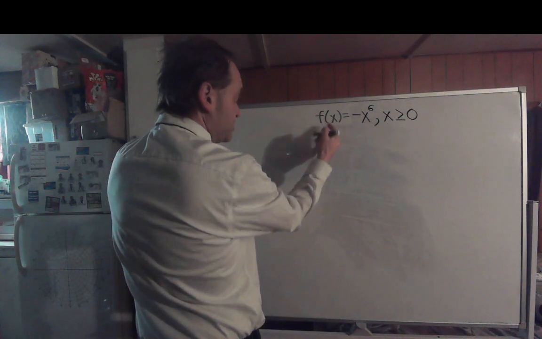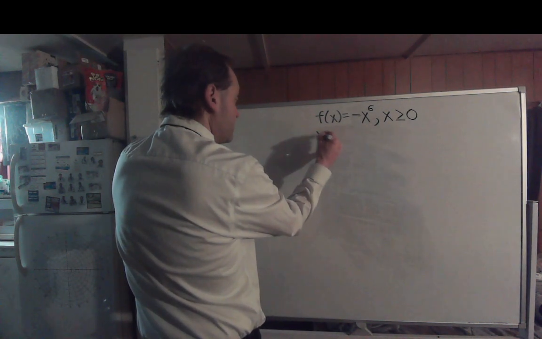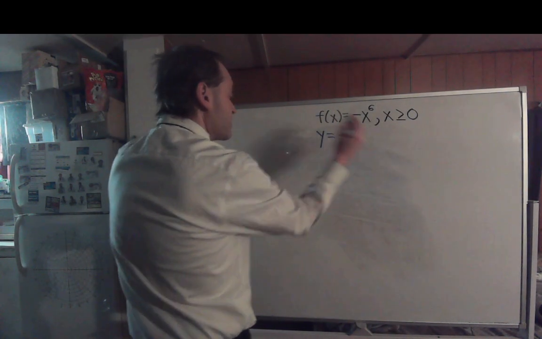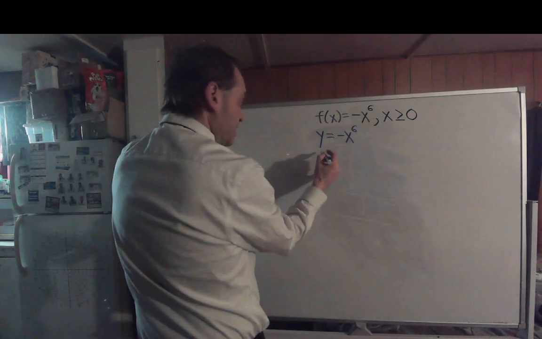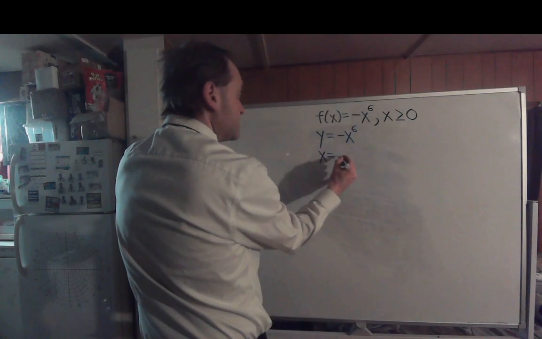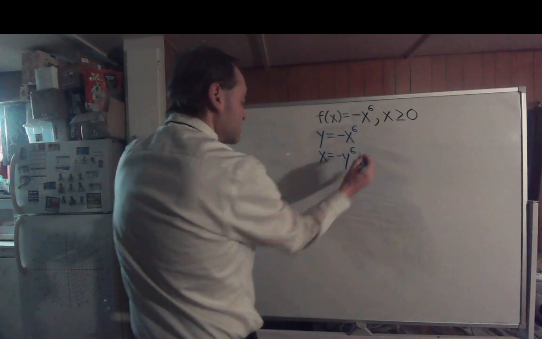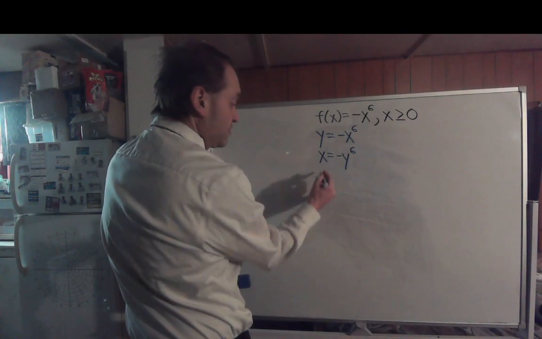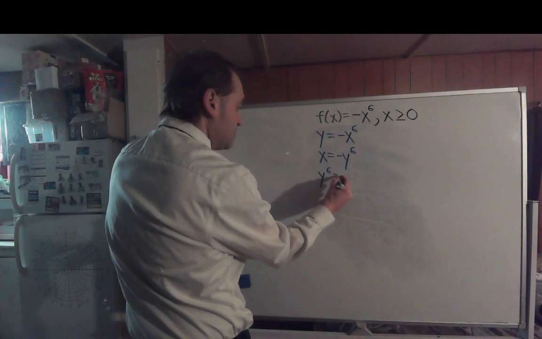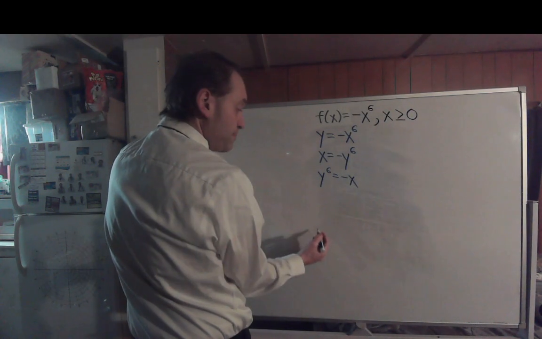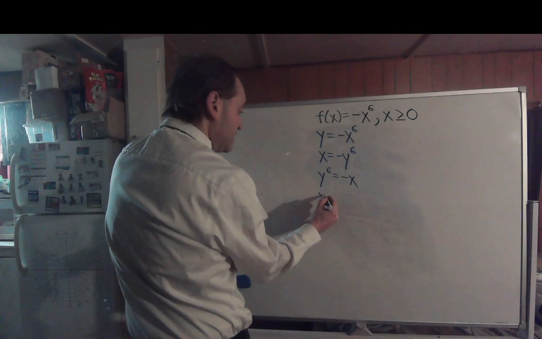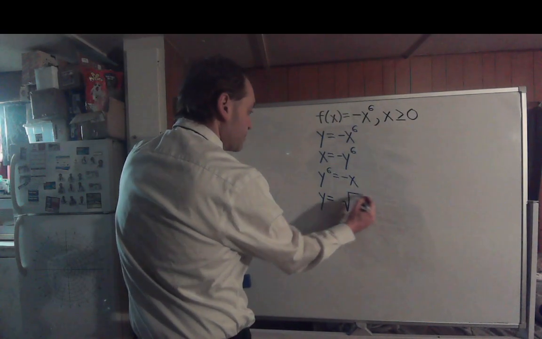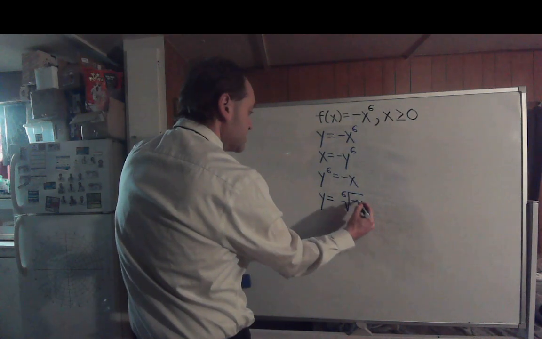So let's change that f of x into a y. You'll get y equals negative x to the 6th. All right, now switch places with your x and y. You would get x equals negative y to the 6th, which would then, if you solve for y, well, first y to the 6th would end up equaling negative x, which means y is going to equal the 6th root of negative x.